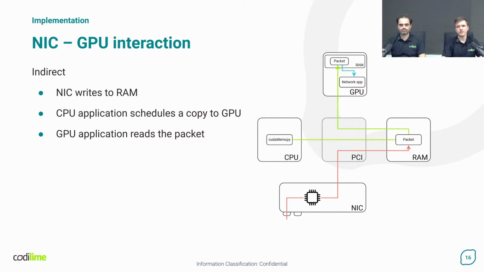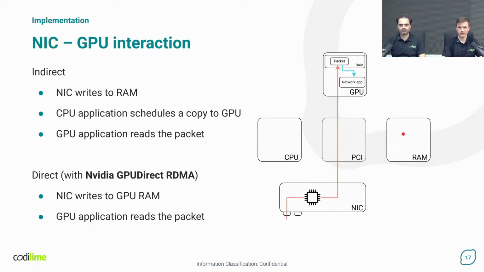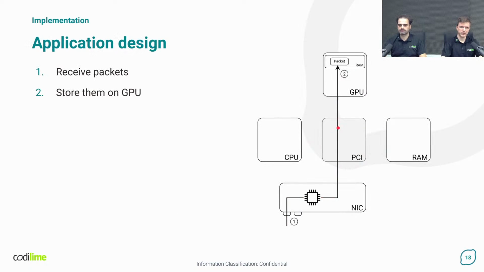And we can actually do it a little bit simpler. There is a technology called NVIDIA GPUDirect RDMA, which allows the NIC to directly write packet data to GPU memory, where it can be processed by the network application. And this allows to reduce this latency. And more importantly, this approach saves the CPU core. It goes directly, bypassing RAM and CPU at all. Yes, exactly. Okay, so now we can move on to the application design.